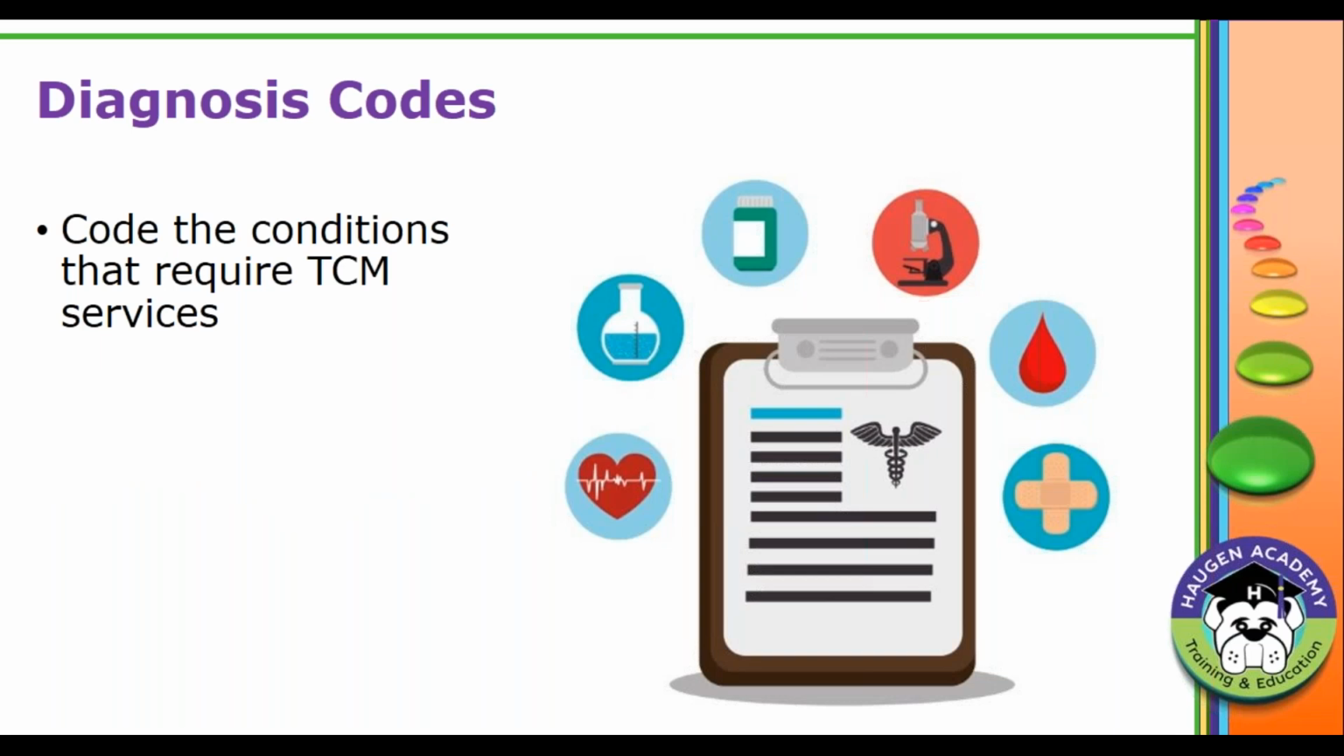And then diagnosis codes. There are no diagnosis codes that are specific to the Transitional Care Management service. Typically, what's going to be reported is the conditions that the patient had at the time of discharge, which are necessitating the TCM service. So, what they had at the start of this service period.